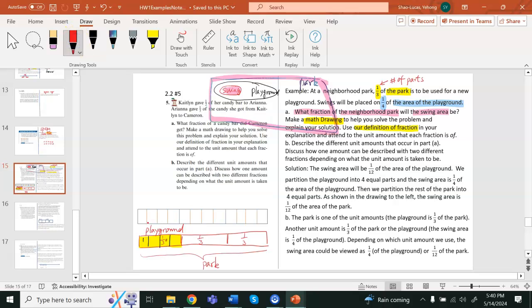So maybe I should mark 1/3 of the park, 1/3 of the park, 1/3 of the park. But 1/4 is 1/4 of the playground. Maybe I'll put a G here, playground. Okay, so notice that, this is just the swing area. But now, compared to the yellow section, it's a quarter. But we want to compare this to the entire park, which is the whole strip.